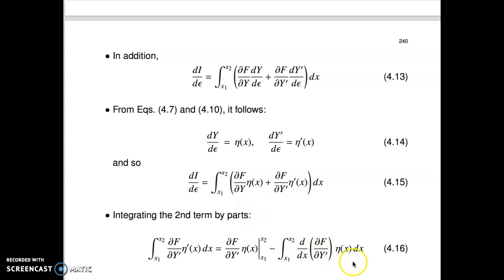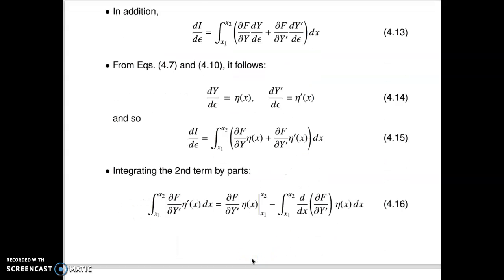Okay, so we have equation 4.16, right? And what is equation 4.16? It's basically the second term in equation 4.15, okay? And we have written it as a difference of two terms. There's a negative sign here. Okay, but look at that first term on the right-hand side.